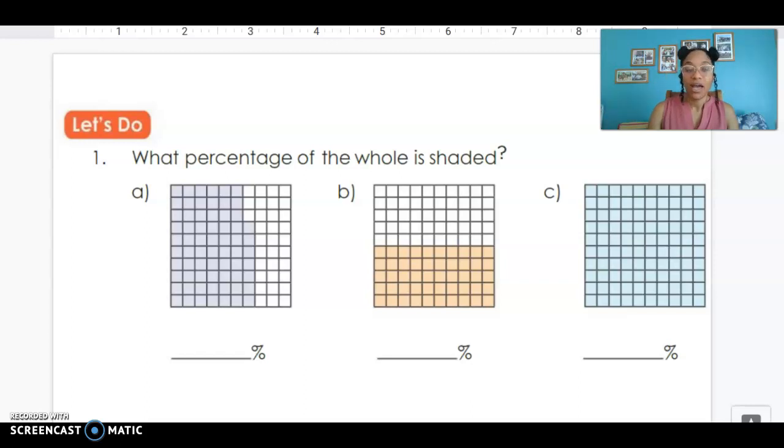Now in a hundredth square, every single column and every single row has 10 equal parts. It is a 10 by 10 perfect square. So I don't have to count every single little block in this hundredth square. I can count the columns.